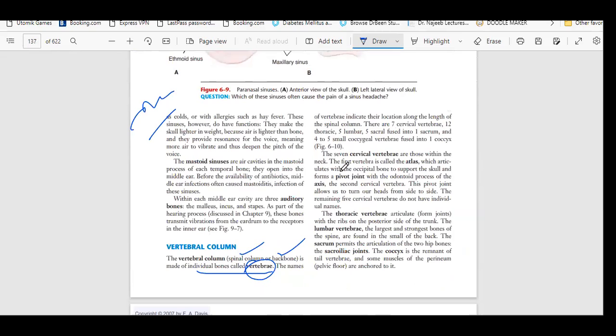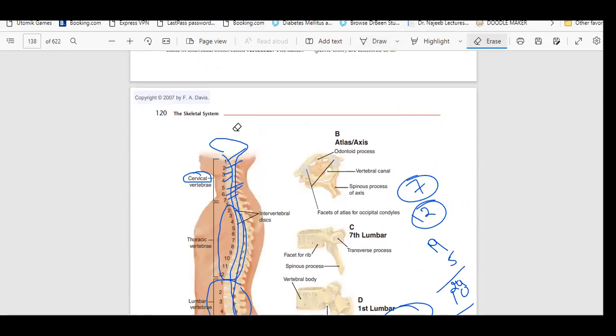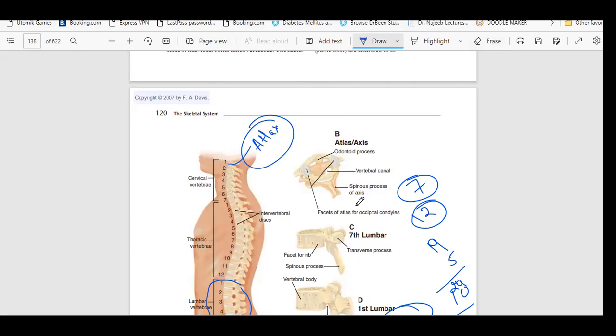So first we will talk about cervical. The seven cervical vertebrae are those within the neck. The first vertebra is called the atlas. What is the name of the first vertebra in the cervical region? This is called the atlas. You can see it here. This is the atlas.